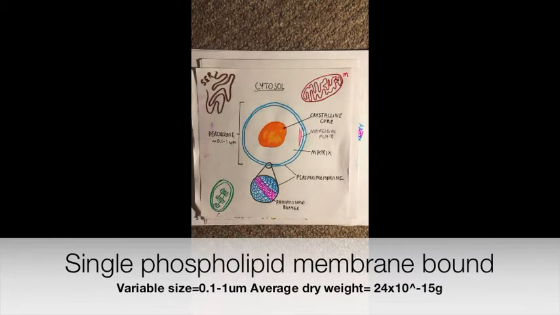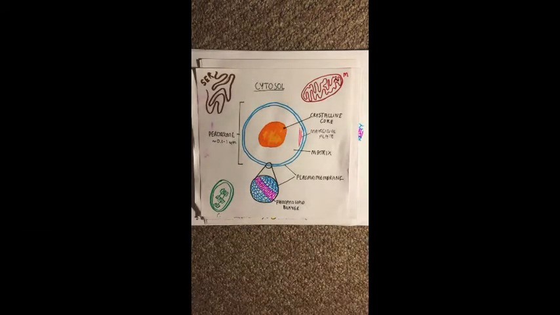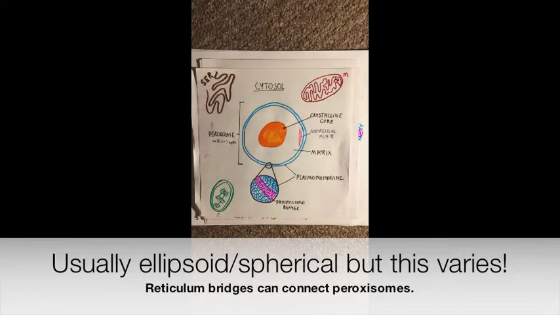In certain tissues, such as in the liver, they are larger, being up to 1 micrometer. In others, such as fibroblasts, they can be as small as 0.1 micrometers in diameter. The average dry weight of a peroxisome is 24 times 10 to the minus 15 grams. Peroxisomes are usually ellipsoid or spherical in shape.